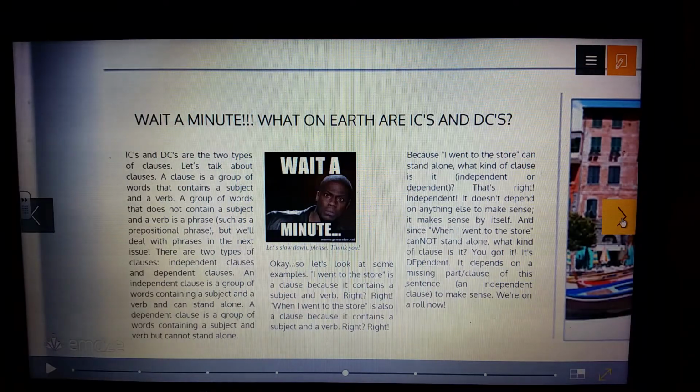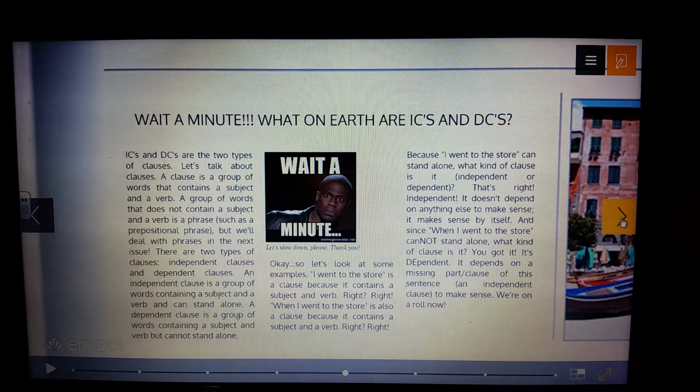Wait a minute, what on earth are ICs and DCs? ICs and DCs are the 2 types of clauses. Let's talk about clauses. A clause is a group of words that contains a subject and a verb. A group of words that does not contain a subject and a verb is a phrase, such as a prepositional phrase, but we'll deal with phrases in the next issue. There are 2 types of clauses, independent clauses and dependent clauses.